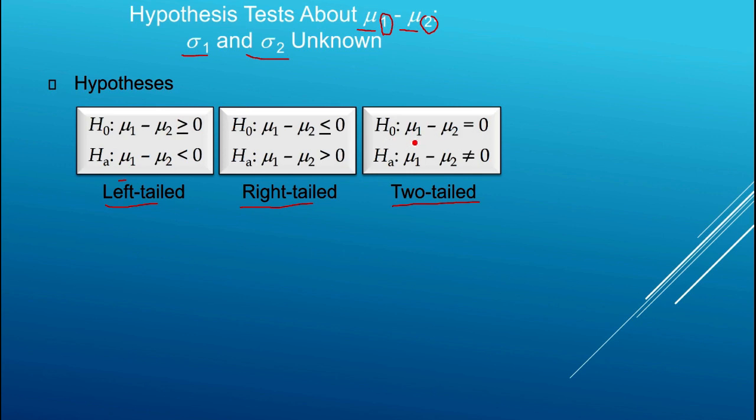For the two-tailed test, the null hypothesis is that the two means are equal, or that there's no difference between them. And then the alternative is that the two are not equal to each other, so that mu1 is not equal to mu2.